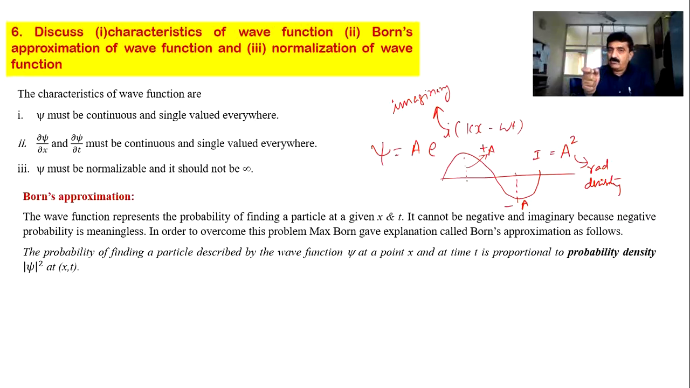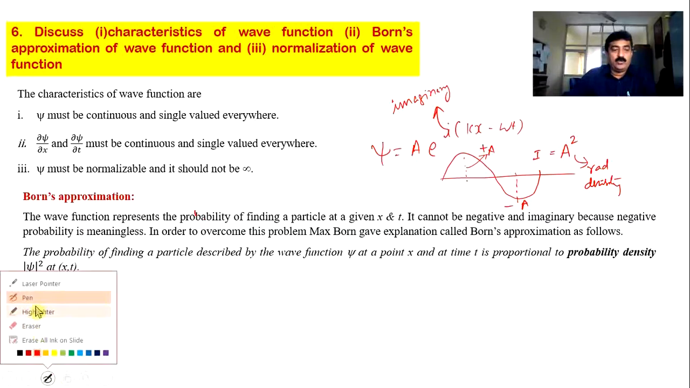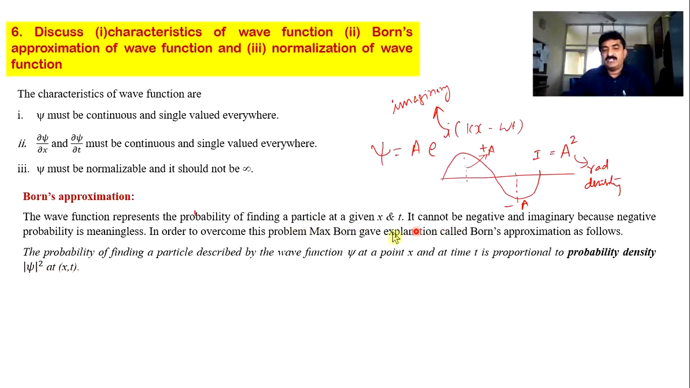On the same grounds, Born says the wave function represents the probability of finding the particle, no doubt, at a given instant of x and t. It cannot be negative and imaginary, that's what I told you. Probability cannot be negative. Negatives do not have any meaning, it is meaningless. In order to overcome this problem, the problem of imaginary, Max Born gave some explanation which we call Born's approximation.